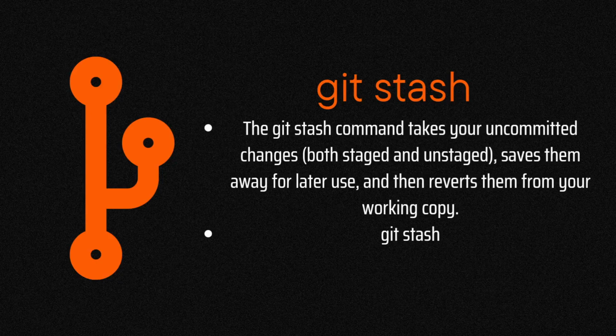Then you can check out another branch or do just a minor change to the current branch, commit and push it, and later on you can get the files that you stashed and get back to work on that. It's just a save state: okay, save this for now because I don't want to commit it. Just do git stash.